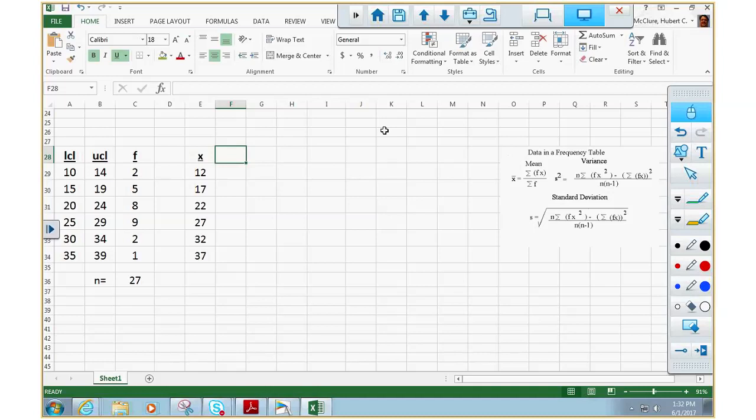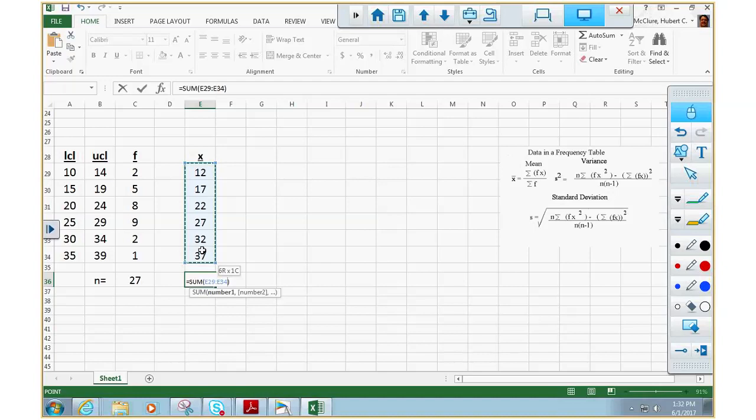All right, so what is x bar? X bar is a summation of x over what? N. So we've got to add this up. Oh, f times x, I'm sorry. F times x.